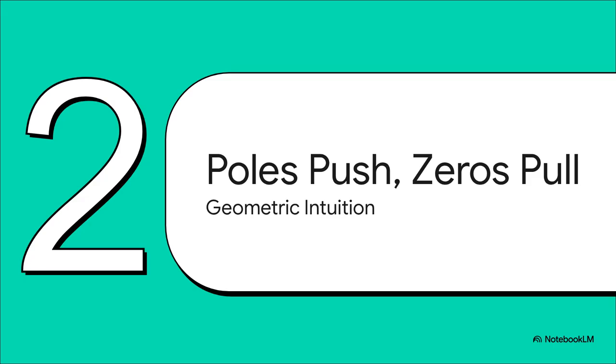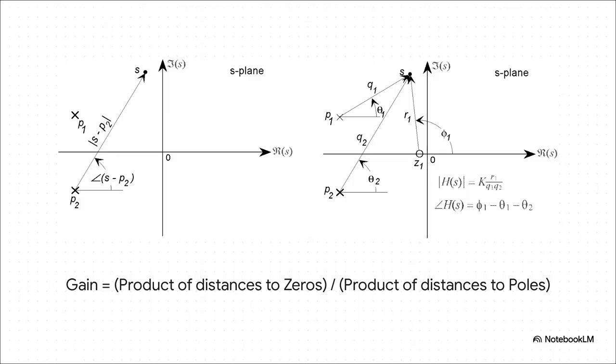So the real secret here is getting an intuition for how placing these poles and zeros on the map shapes the sound. This is where the magic happens. Okay, picture this. Imagine a little point traveling all the way around that unit circle, testing out every single frequency as it goes. The filter's power, its gain, at any one of those spots is just a simple ratio of distances. You just multiply the distances from your test point to all the zeros, and then you divide that by the product of the distances to all the poles.